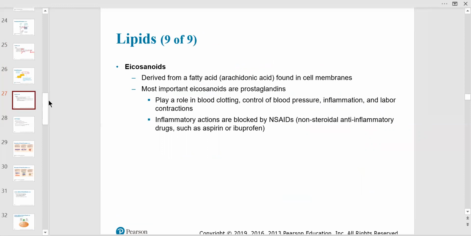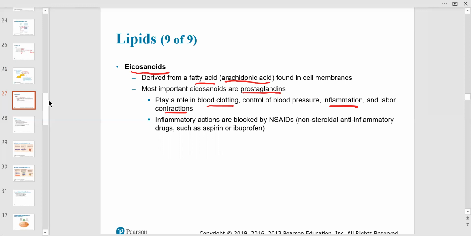So here's eicosanoids, and they're derived from these fatty acid chains, usually about 20 carbons, and a compound called arachidonic acid. So arachidonic acid makes these eicosanoids. So prostaglandins, I mentioned before, are important for blood clotting, inflammation, and labor contractions, but production of prostaglandins can actually cause a problem in homeostasis.